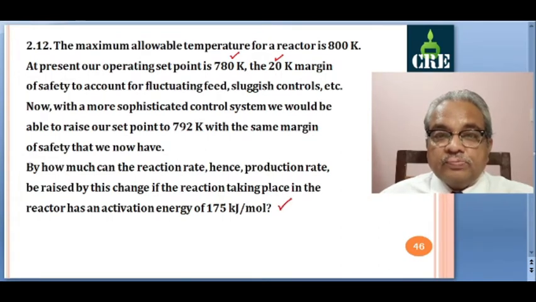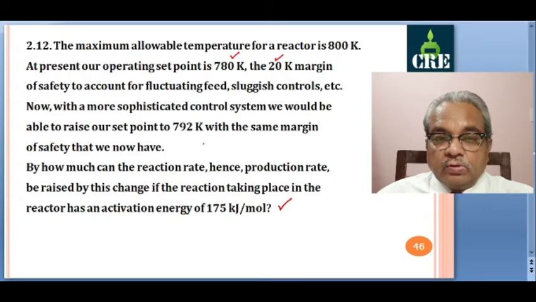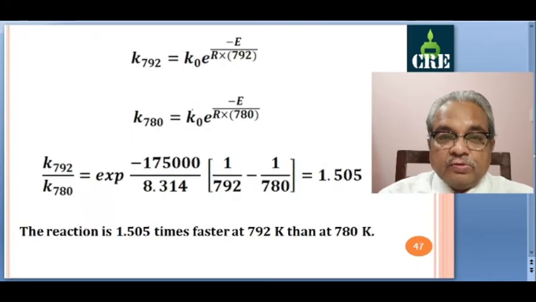So initially, the maximum allowable temperature is 800, keeping a margin of safety. We are carrying out the reaction at 780. Now with sophisticated control systems, we have raised the set point to 792. And how much will be the rate, and hence the production rate, raised by this change is what we have to calculate.